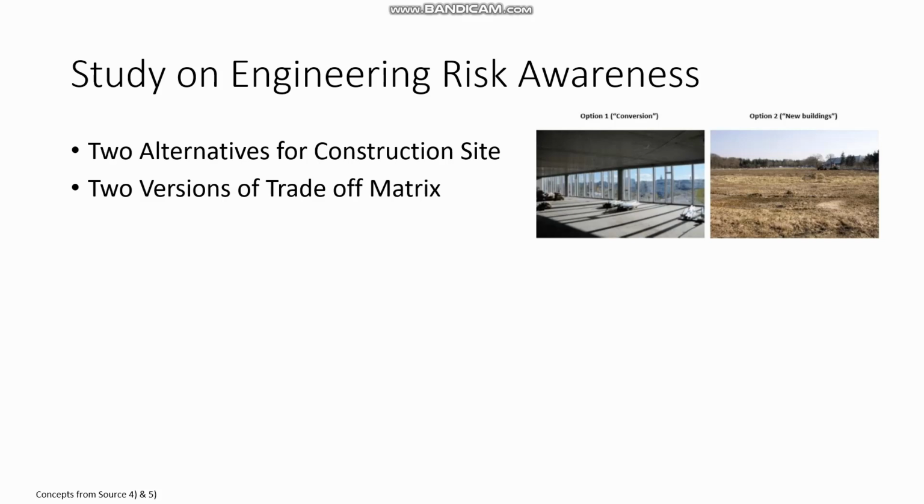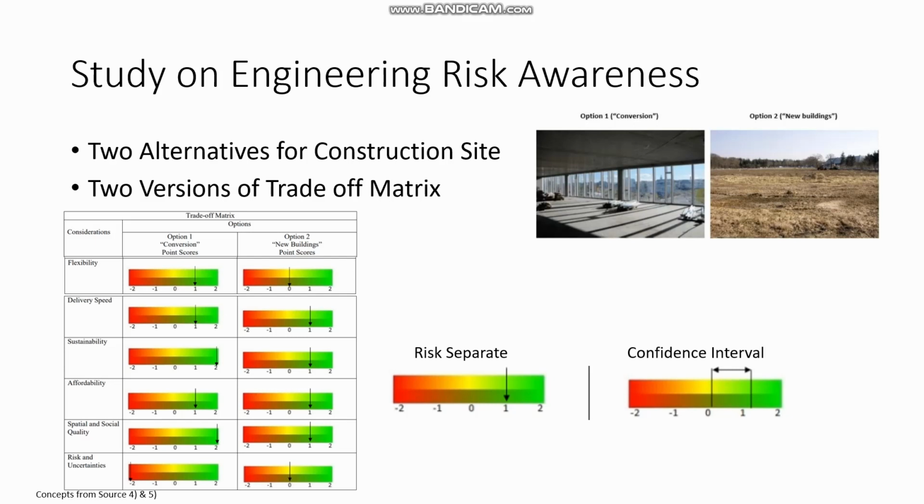The control group was given trade-off matrices that included flexibility, delivery speed, sustainability, affordability, spatial and social quality, and risk and uncertainties as consequences for each option. A rating of -2 is the worst, and a rating of +2 is the best. The experimental group was given trade-off matrices that removed the risk and uncertainty row and placed a 95% confidence interval into each of the other consequences, embedding risk within the five important consequences. Both papers came to the same conclusion and had very similar results, including that an arguably more clear representation of risk in the experimental set led participants to more often choose the safer and less attractive option. This is a clear example of the effectiveness of using framing to nudge decision makers.